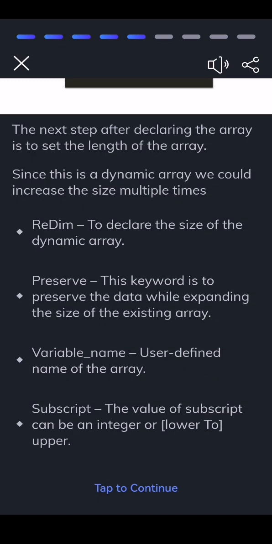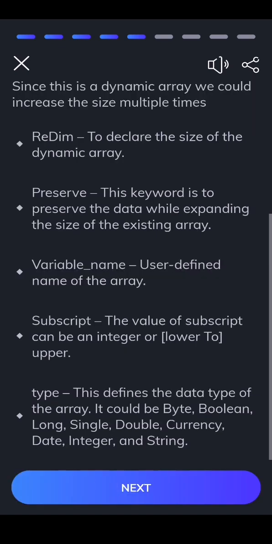Subscript, the value of subscript can be an integer or lower To upper. Type, this defines the data type of the array. It could be Byte, Boolean, Long, Single, Double, Currency, Date, Integer, and String.